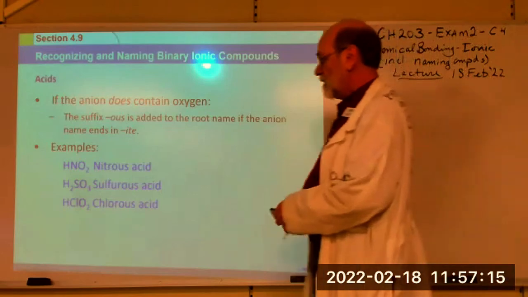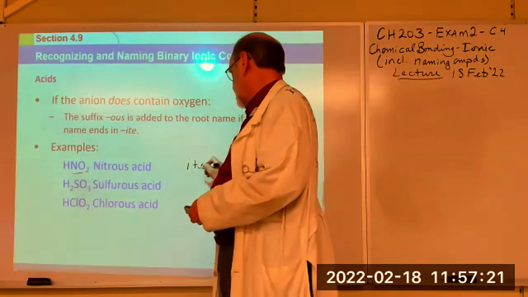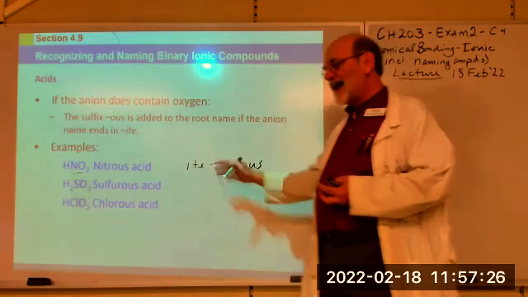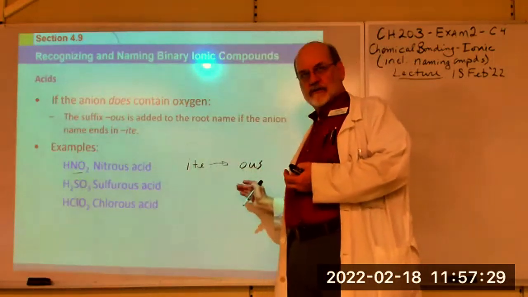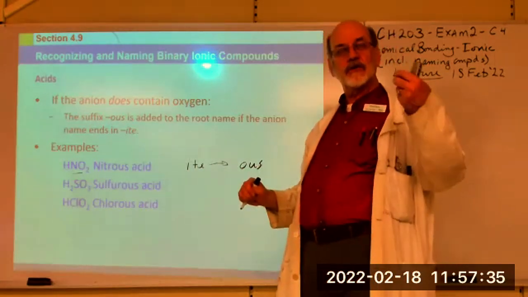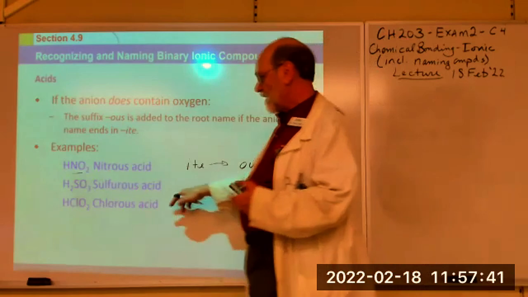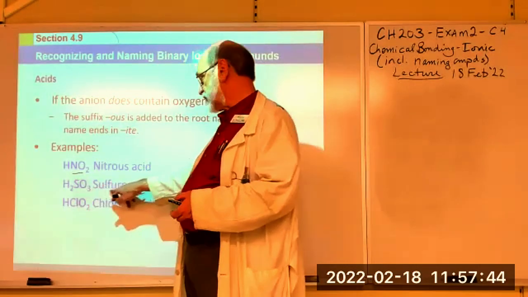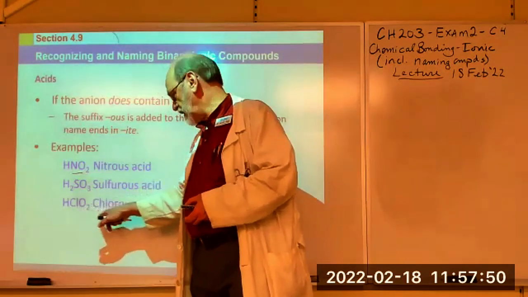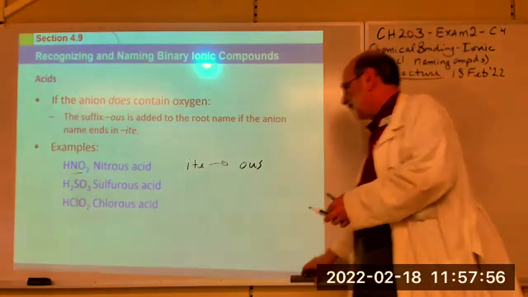So in this case, if the polyatomic ends in -ite, that translates into -ous. Instead of -ates become -ic, -ites become -ous. So NO3 is nitrate, NO2 is nitrite, and -ite becomes -ous. So it's nitrous acid. Sulfite becomes sulfurous, and chlorite becomes chlorous acid.